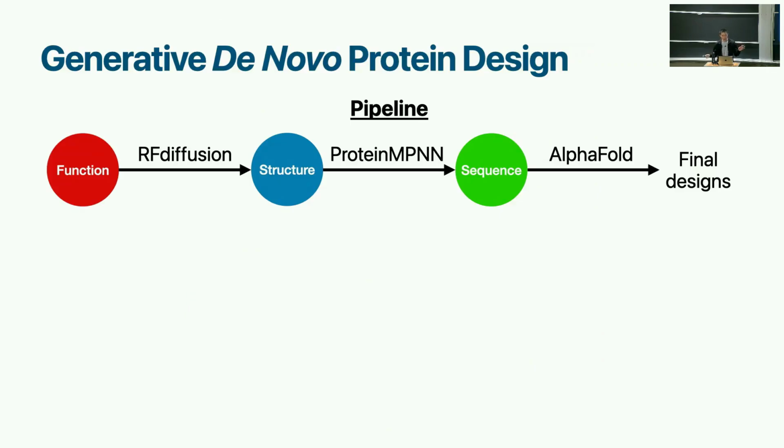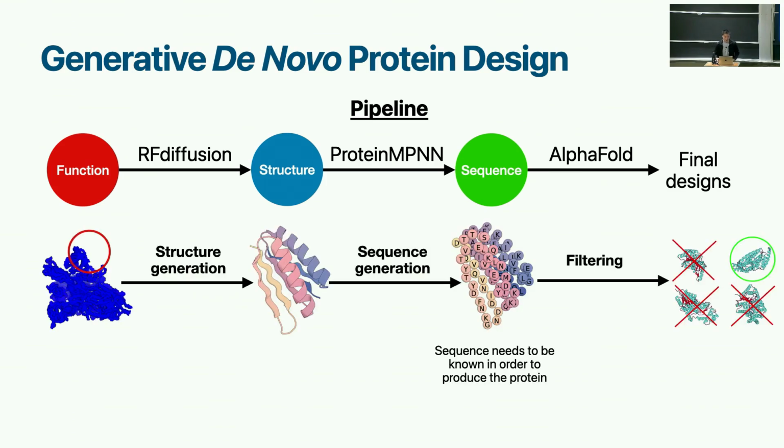So in the generative de novo protein design pipeline, these three algorithms have led to a pipeline that's been really successful in protein design. You go from a function to a structure to a sequence, and then you use AlphaFold to filter and figure out the final designs. Here is a more illustrative schematic: I might tell the model, generate me a protein that binds right here. I'll create a structure that might do that, then create a sequence that will hopefully become that structure, and then use AlphaFold to filter out which ones I want to end up using.